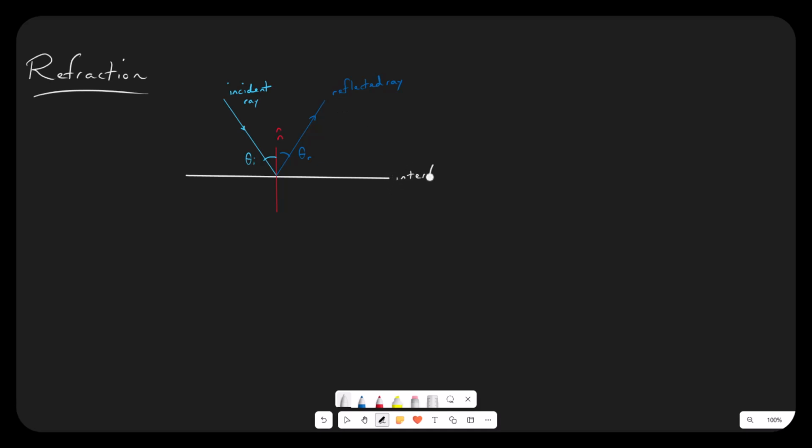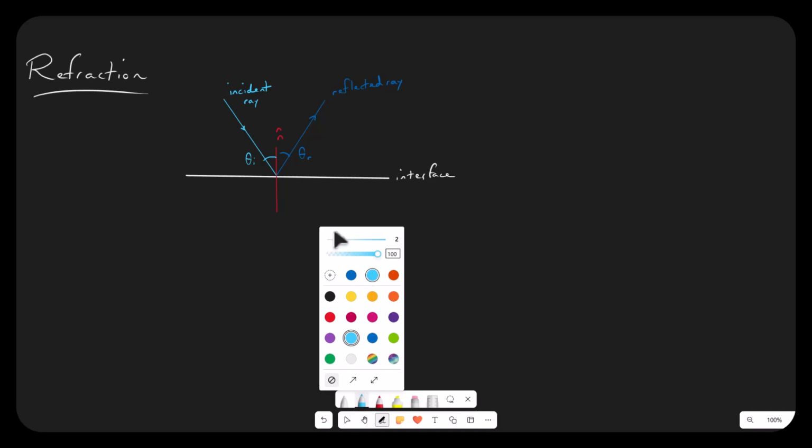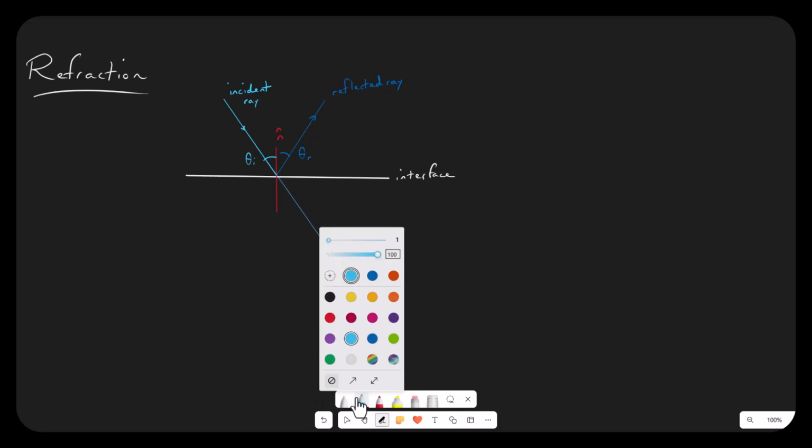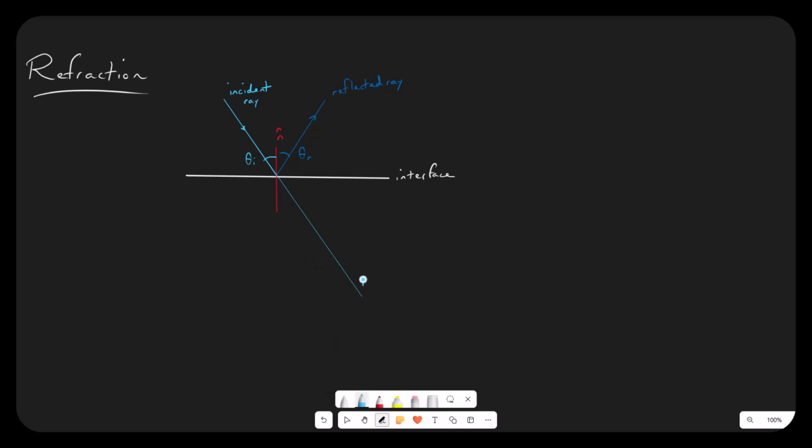An interface also is just the name for when one medium and another come together, and a medium is whatever light is traveling through. So what if this light ray didn't bounce off, didn't do anything? Then it would just continue like this. So this would be the projected path.